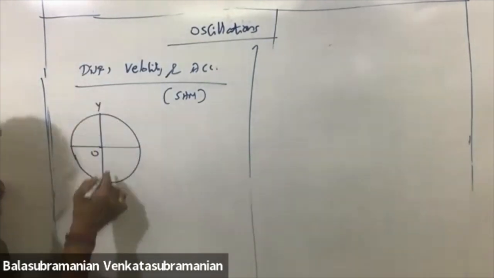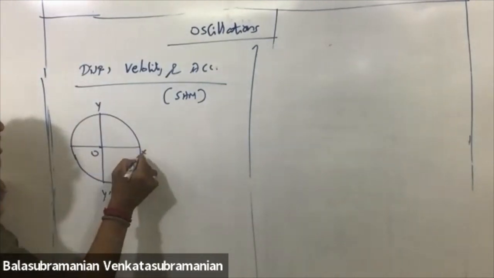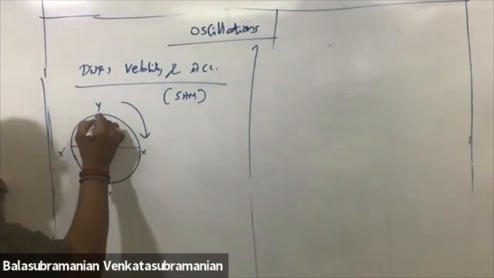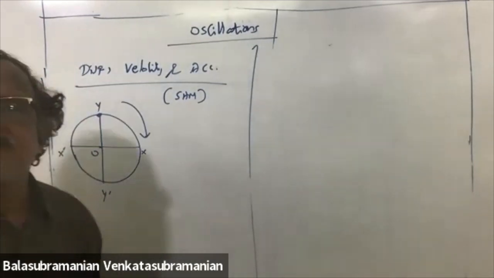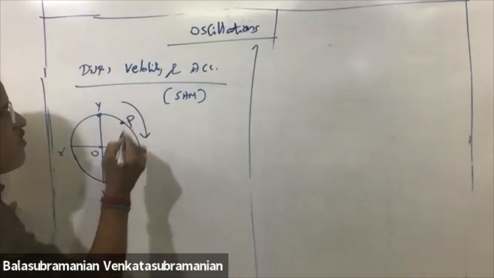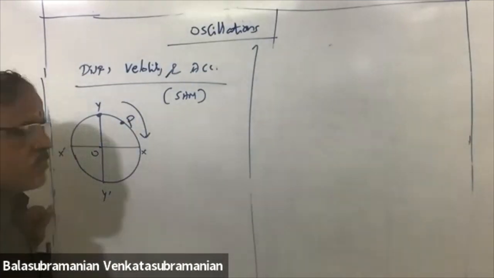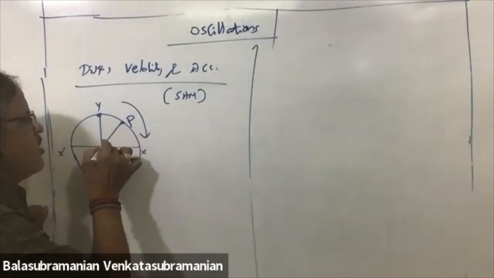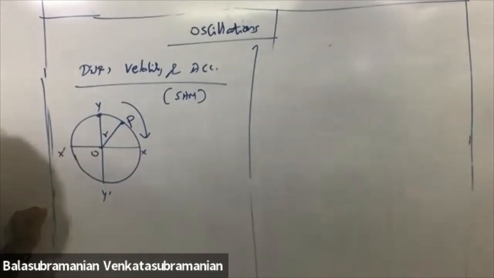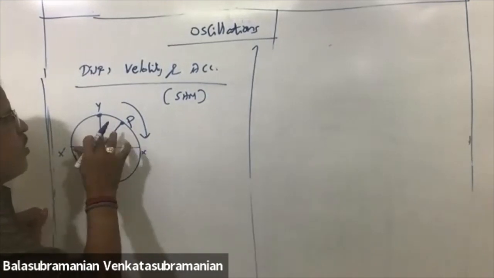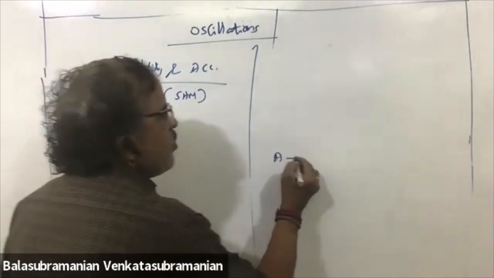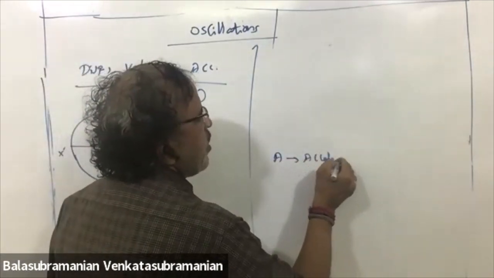Center O, y-axis, x-axis. The particle is moving from the point Y. After a time of t seconds, this is the final point P. Join. This is radius R. No, sir, radius I will write as small a. Capital A you take it for acceleration.